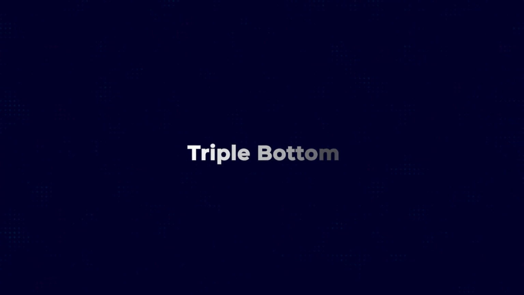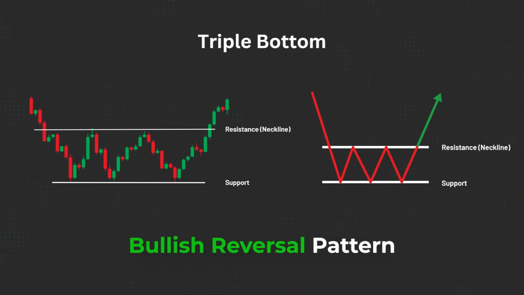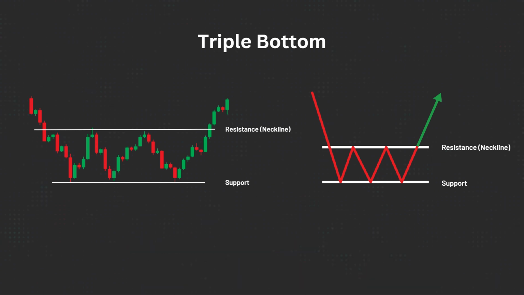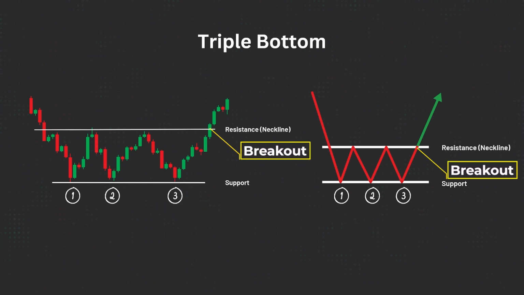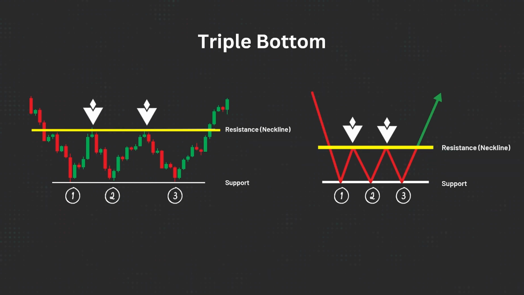The triple bottom is the bullish counterpart to the triple top and is a bullish reversal pattern that signals the end of a downtrend. The pattern forms when the price tests the same support level 3 times but fails to break lower, showing that sellers are losing control. The pattern becomes valid when the price breaks and closes above the neckline, which is the resistance line formed by the highs between the 3 bottoms.